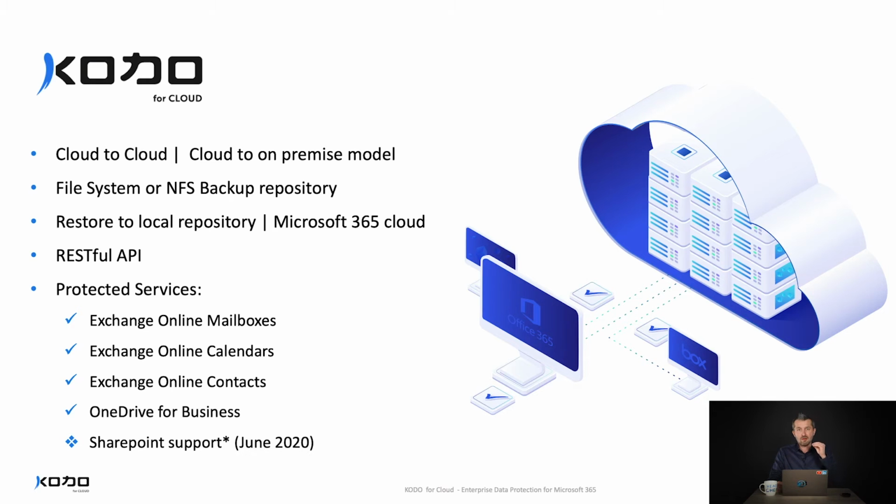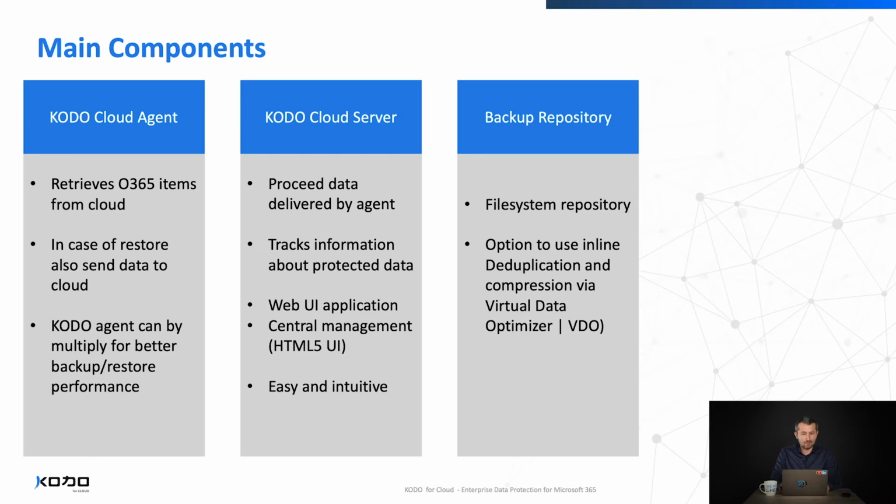You will see the option to restore to the local repository or to the Microsoft 365 cloud itself. So your data can be retrieved and come back either on-prem or to the cloud. What types of services do we support today? We have Exchange Online mailboxes, Exchange Online calendars, contacts, OneDrive for Business, and of course, in the next few weeks, we will introduce SharePoint. Later on, we're planning to have Teams. So we'll have all of the necessary services protected by KODO for Cloud.